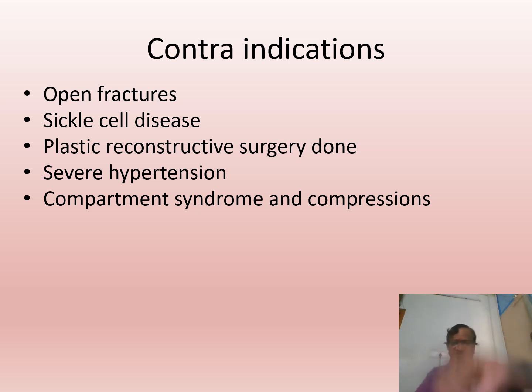What are the contraindications? If you have an open fracture here, and you have a tourniquet and you put an IV, it will bleed into the fracture and go out. It will not reach. So in the contraindications, open fracture. Sickle cell disease, we all know that compression is a problem in sickle disease. Plastic reconstructive surgery is done here, so we don't know what will happen inside. Severe hypertension, because a tourniquet can cause some BP fluctuations. Compartment syndromes, compression, nerve damage, all these things.